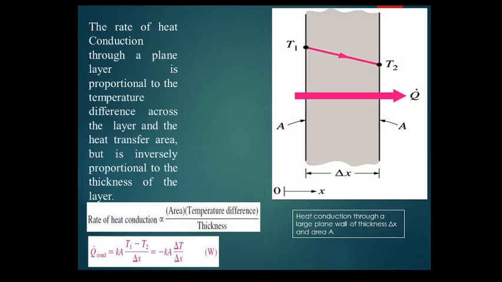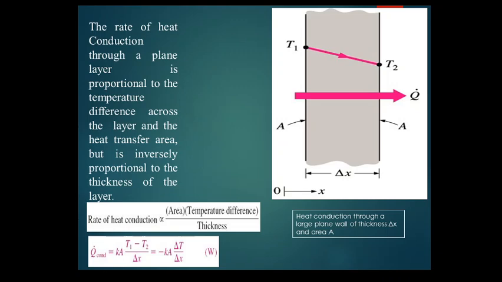In conduction, you can see I have shown a slab over here. Heat conduction through a large plane wall. The thickness is given by delta x and the area is A. Now, as I said, without a temperature difference there will not be any heat flow. So here the heat flow shown is Q and the temperature difference is T1 not equal to T2, and you can see that the heat transfer direction is in the x direction.